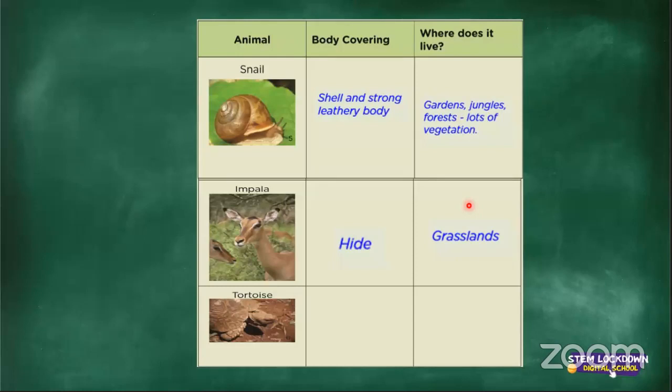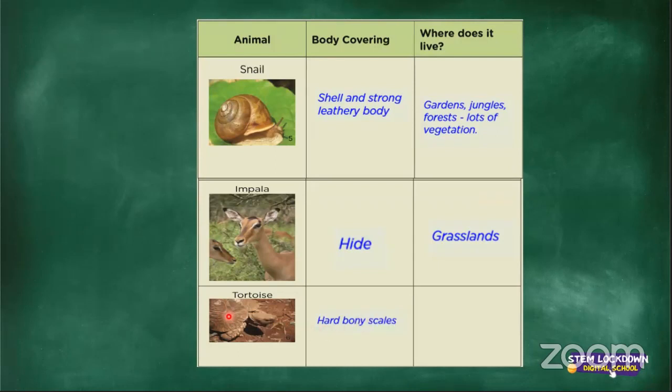Okay, our next one that we're going to look at is a tortoise. Now, a tortoise, similar to the snail, what does it have? What does a tortoise have? A shell, right? And the shell is there for what reason? What's the reason for the shell? To cover it. Yeah, and to protect it, to hide it. Yes, that's right.